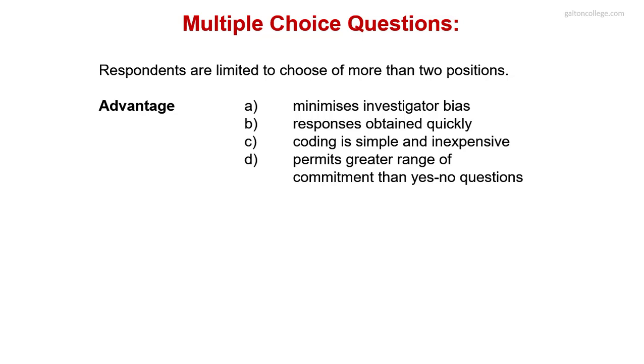You may ask the respondent to even rate the responses, say 1, 2, 3, 4, whichever. Number 1 is the best, number 2 is the second best, and so on. So it can be used in different ways. It does get rid of the investigator bias. It's quick responses. Coding is simple and inexpensive. We just take the answers, whichever it was. Permits greater range of commitment than yes-no questions. So there are advantages to this.